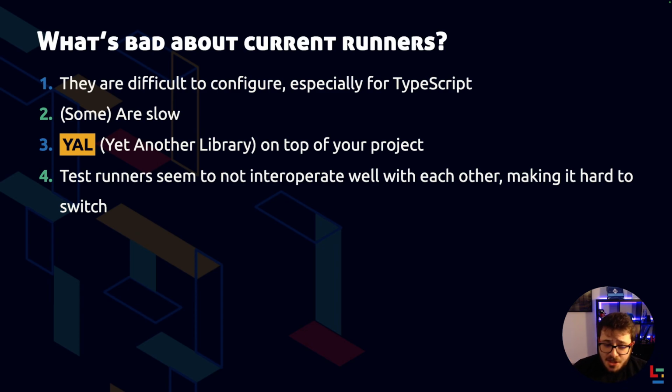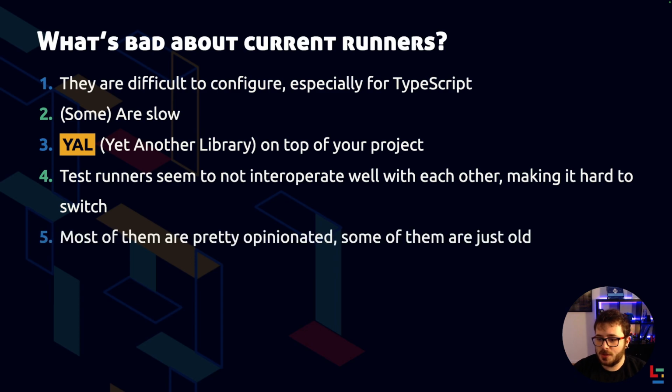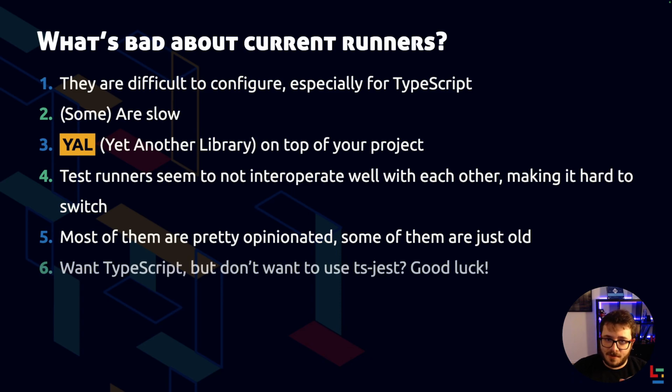So they make sure that you will only be able to use them as the test runner and nothing else. That makes your life very difficult if you want to switch from one to the other. And most of them are really opinionated, so they are really not extensible. Some of them are too extensible. There's just not a middle ground. You are either too opinionated or not opinionated at all, and you have to configure like 5,000 lines in a boilerplate every time you have to run a test. So yeah, it's quite difficult.